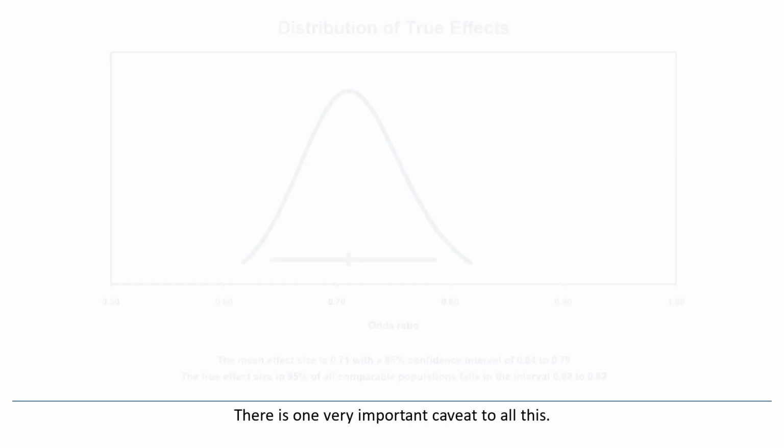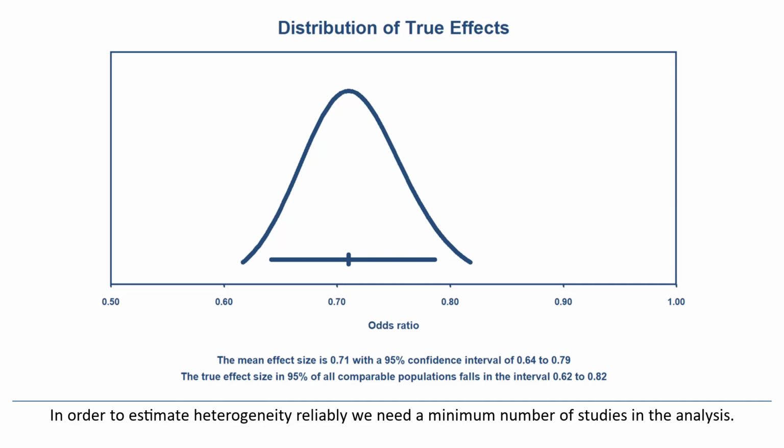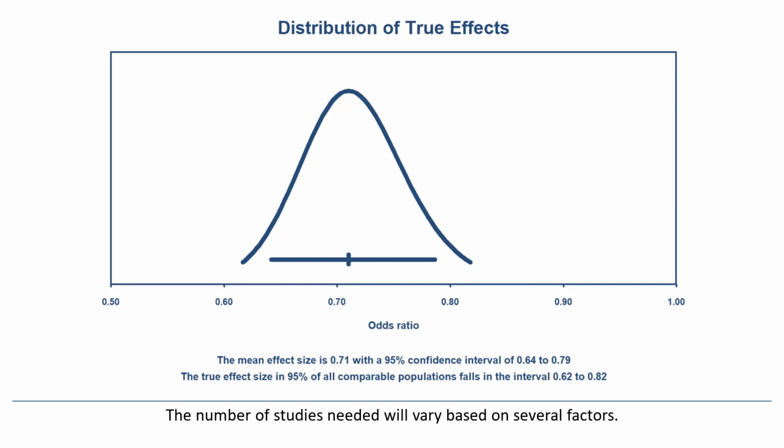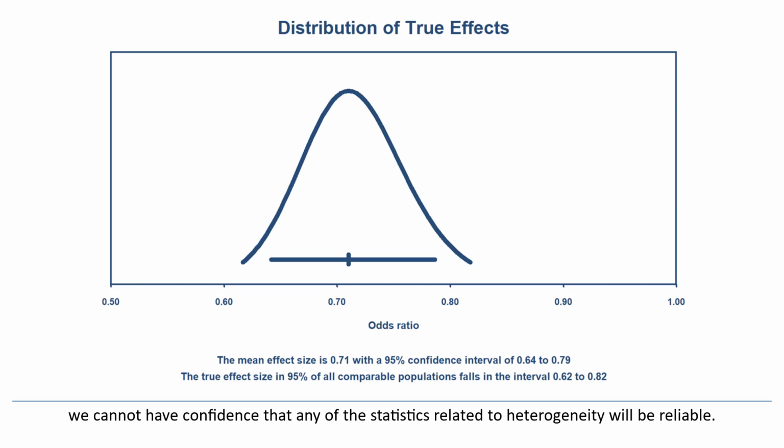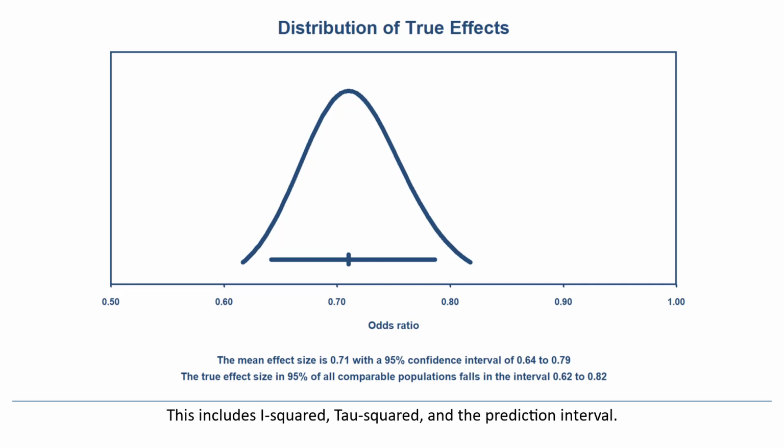There is one very important caveat to all of this. In order to estimate heterogeneity reliably, we need a minimum number of studies in the analysis. The number of studies needed will vary based on several factors. However, we might use 10 as a useful minimum. When there is variation in effects, and there are less than 10 studies in the analysis, we cannot have confidence that any of the statistics related to heterogeneity will be reliable. This includes I-squared, tau squared, and the prediction interval.